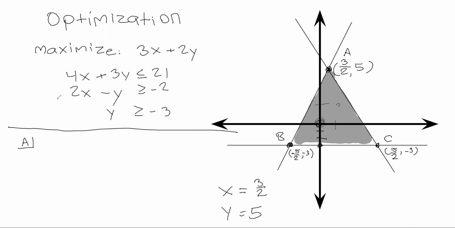Point A, we have the following. We have 3 times x, so 3 times 3/2, plus 2 times y, so 2 times 5. And then we get, this would be 9/2, which is 4.5, plus 10, so we have 14.5.